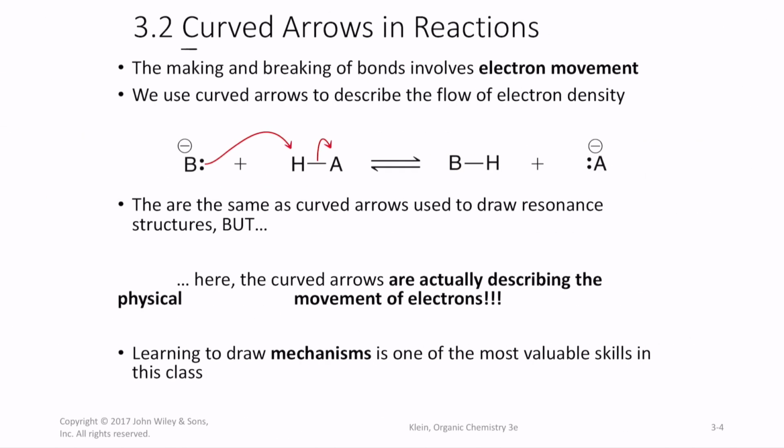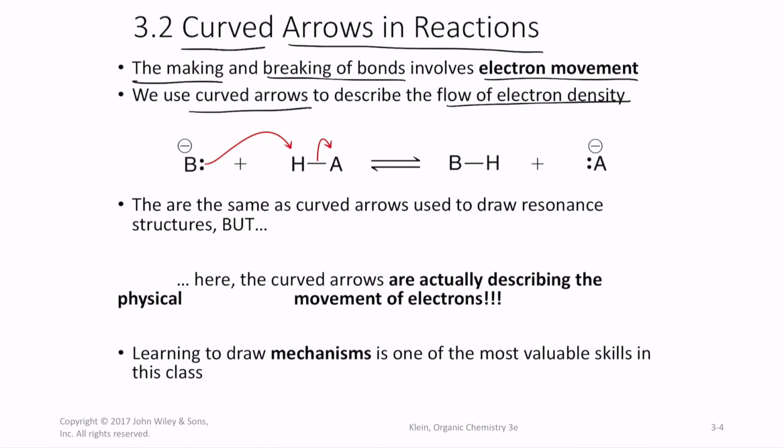Now let's talk about how to draw these reactions and how to show electron movements. The making and breaking of bonds involves electron movement. So we use curved arrows to describe the flow of electron density. One way of looking at this is the electron density always goes from the base, which has a pair of electrons attacking the proton, and the proton donates its electrons back into the base and leaves it, resulting in B-H, where the base bonds with the proton and the acidic anion leaves.